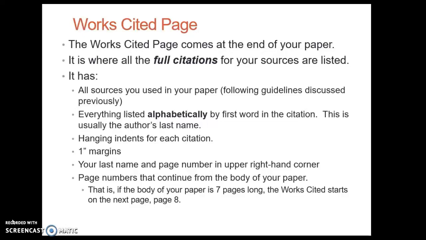Hanging indents are included for each citation. The works cited page should be formatted with 1-inch margins. Your last name and page number in the upper right-hand corner. Page numbers that continue from the body of your paper. That is, if the body of your paper is 7 pages long, the works cited starts on the next page, page 8.